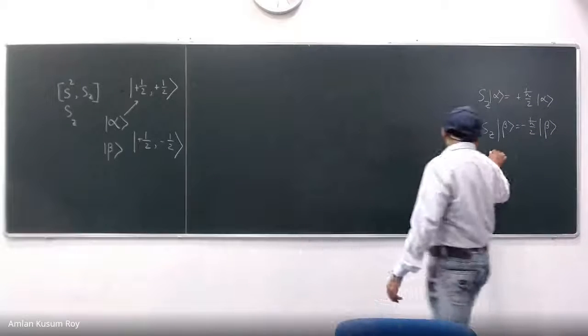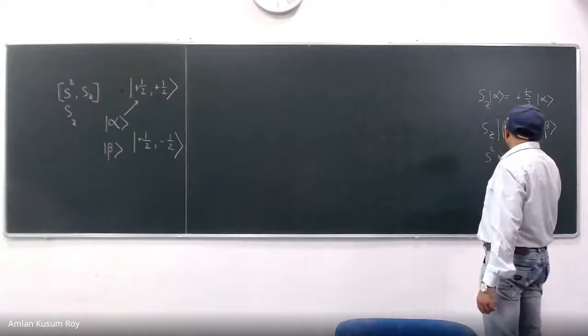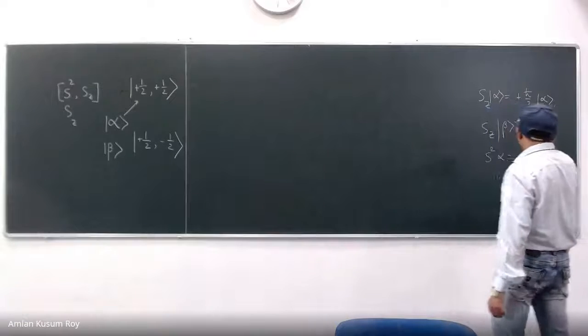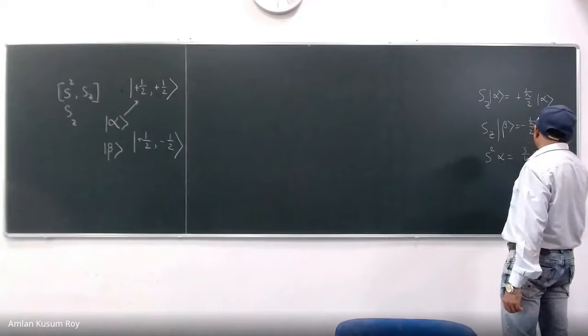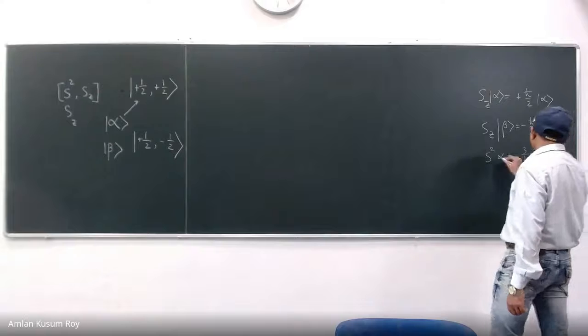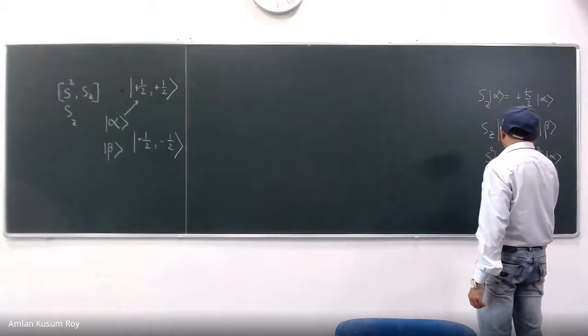And S square alpha is s into s plus 1 h cross square, so half into half plus 1, 3 by 4 h cross square alpha. And S square beta.